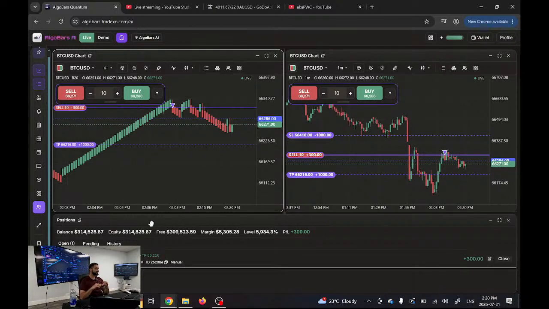All right, username is asking, is this platform free? Yes, it's free to use. You can use the range bars. You can fund your account. I'll show you guys how to fund the account.